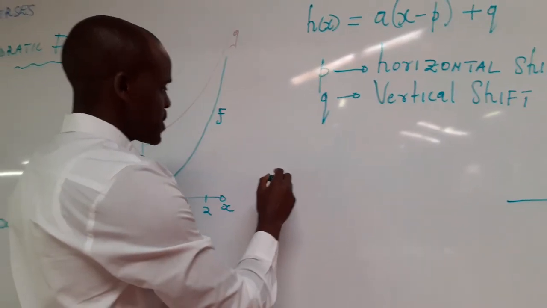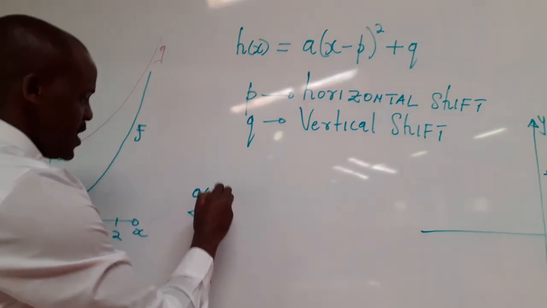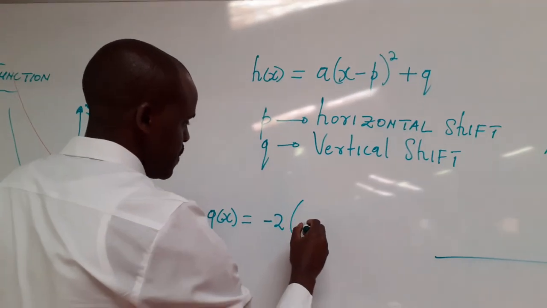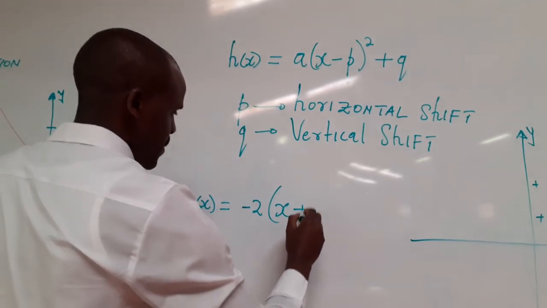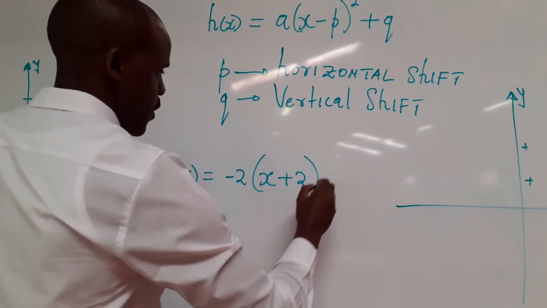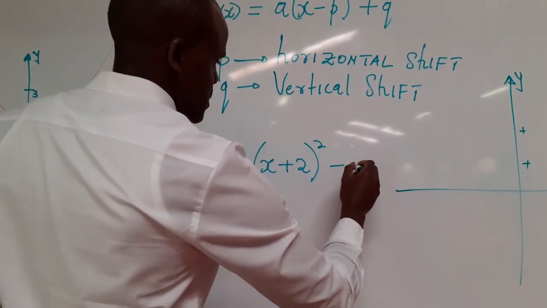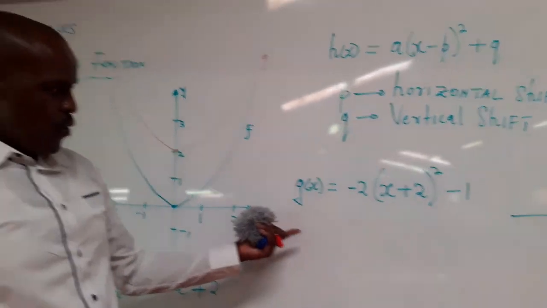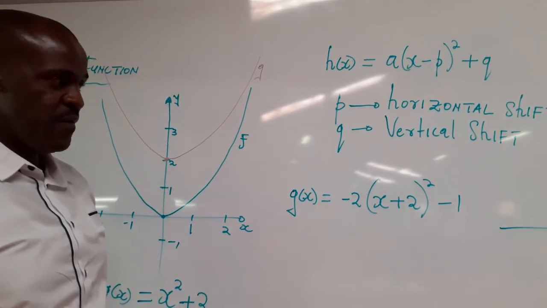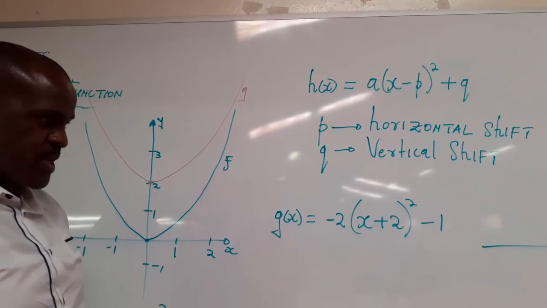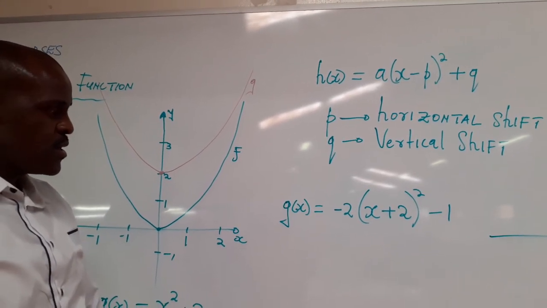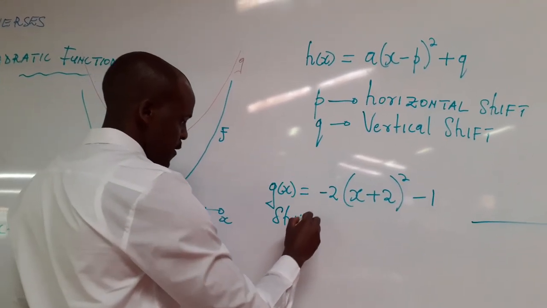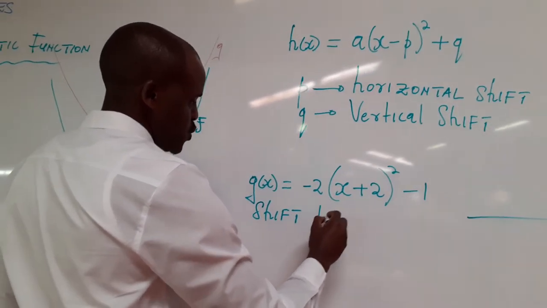Right, let's say for instance you have g at x equals negative 2 into x plus 2 all squared minus 1, like that. We are to shift this graph 2 units downward. We are to shift g 2 units down.